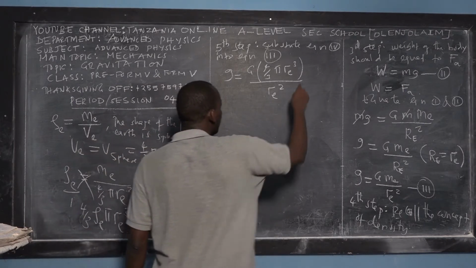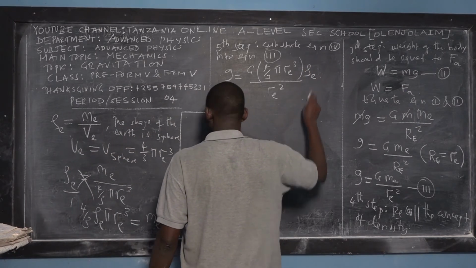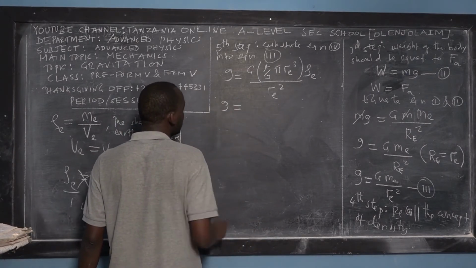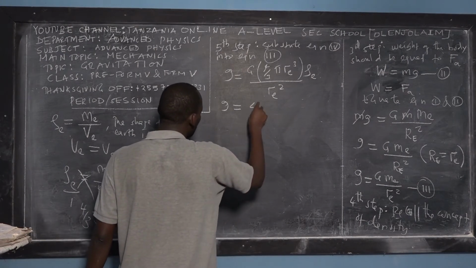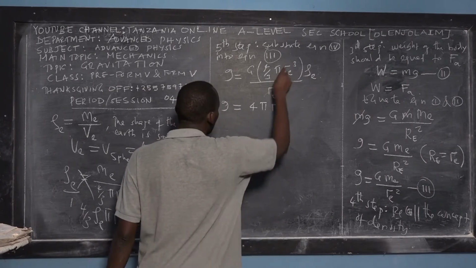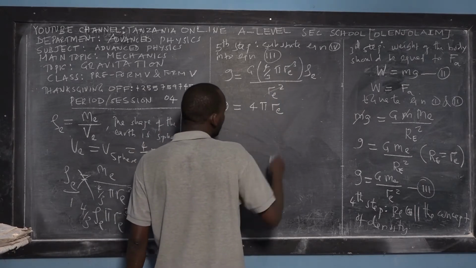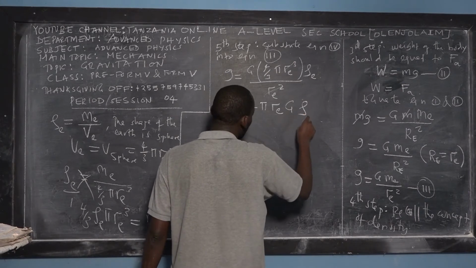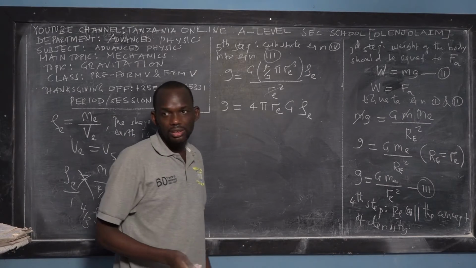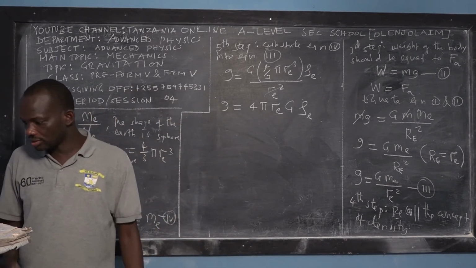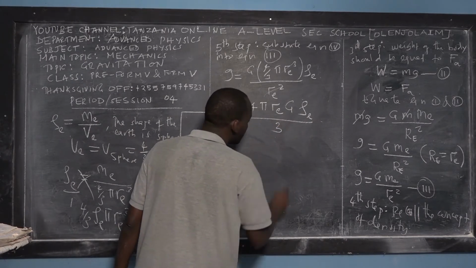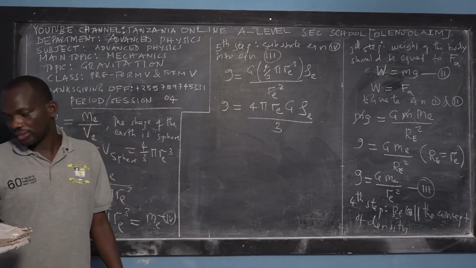And then you have density of the S, just for the density of the S. Okay, so if that's the case, acceleration due to gravity is equal to 4 pi radius of the S, because we simplify this and this, and then gravitational constant, density of the S, and then we say that over 3, we have 3 here, over 3. Okay?